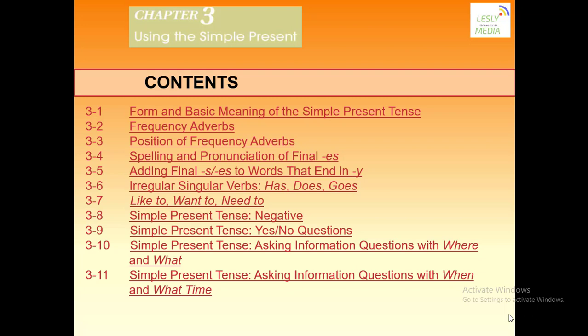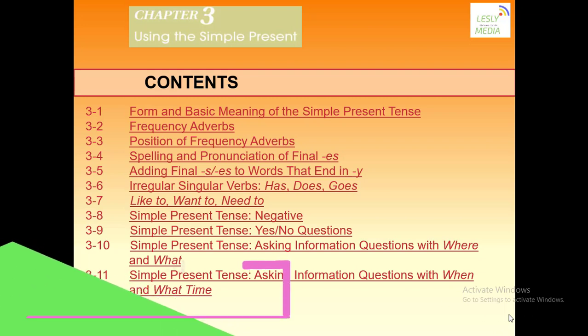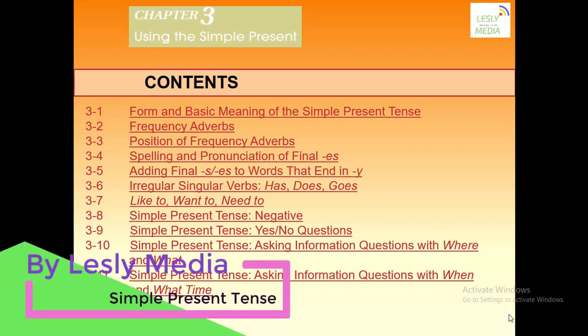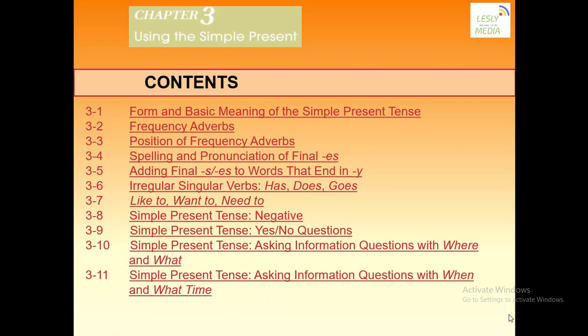Right now we are going to learn about using the simple present tense. When are we going to use the simple present tense? The first is if the things are always or usually true, or a fact. And the second one is if it's talking about regular or repeated events.